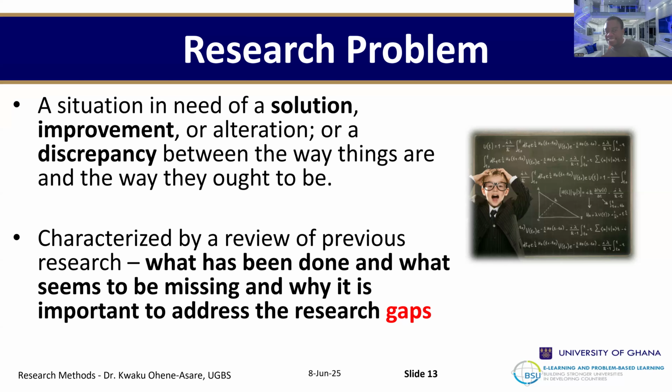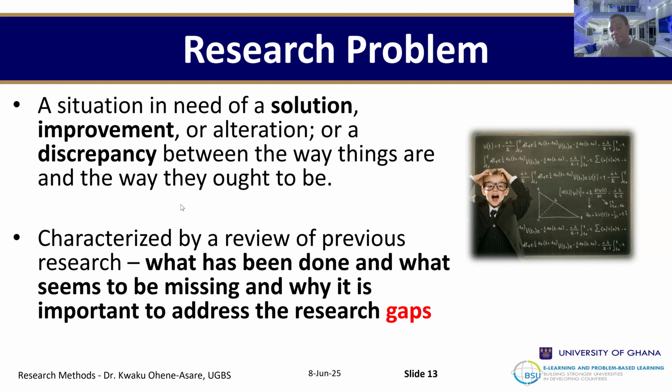A situation is in need of a solution. That is a research problem. A situation is in need of an improvement. That is a research problem. A discrepancy between the way things are and the way they ought to be needs to be addressed. That's a research gap, a research problem. It is characterized by reviewing what previous research has done, what seems to be missing, and why it's important to address that gap.